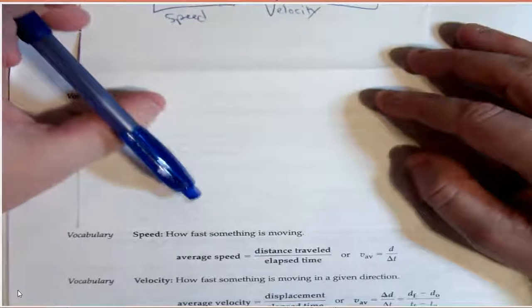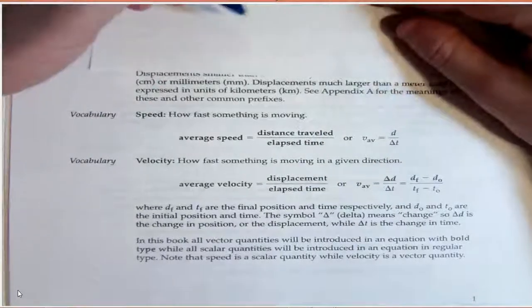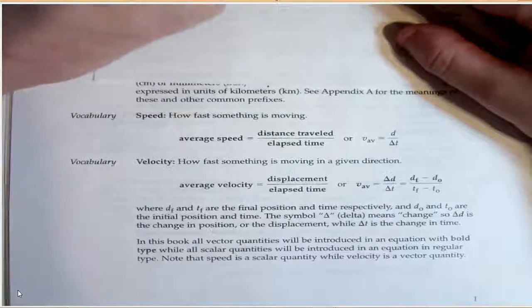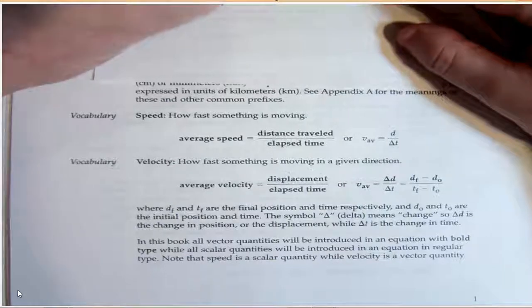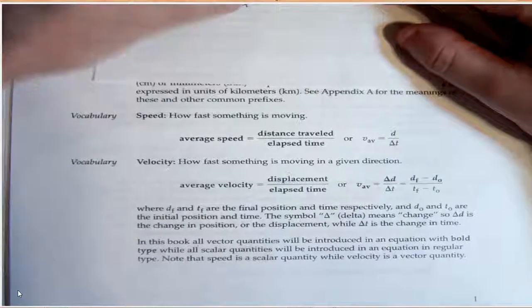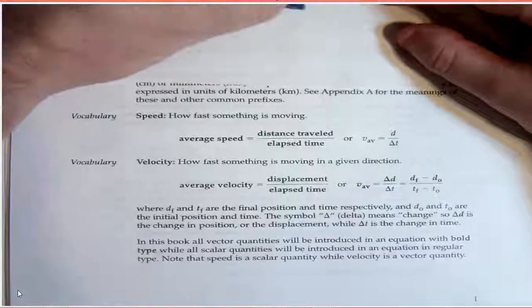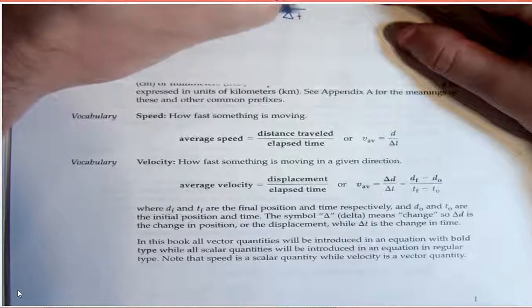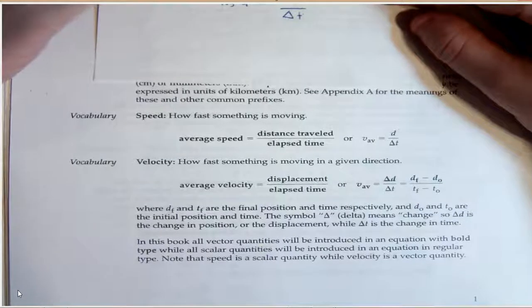The formula for average speed is distance traveled divided by elapsed time. So we're going to say average speed equals distance traveled, how far you went, divided by your time. This is the change in time. Okay? So that's your average speed.